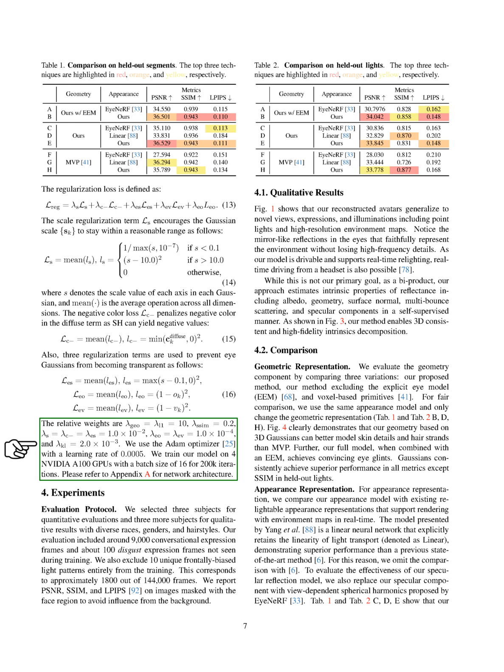We use the Adam optimizer with a learning rate of 0.0005 and train our model on 4 NVIDIA A100 GPUs with a batch size of 16 for 200,000 iterations.